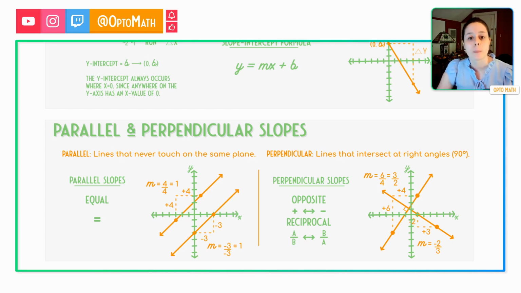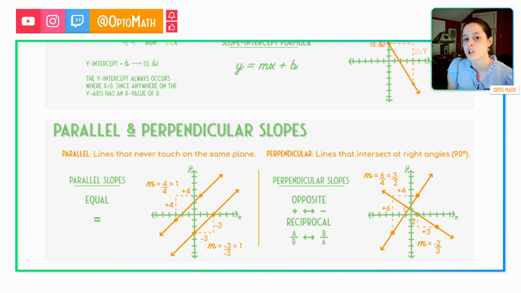Let's talk about perpendicular slopes. Remember, perpendicular means when 2 lines intersect, they form a right angle, or many right angles in this case. There will be 4 right angles. This one, this one, this one, and this one. So we can see on our graph that we've got this little box in the corner, and that shows us that these 2 lines are perpendicular to each other.